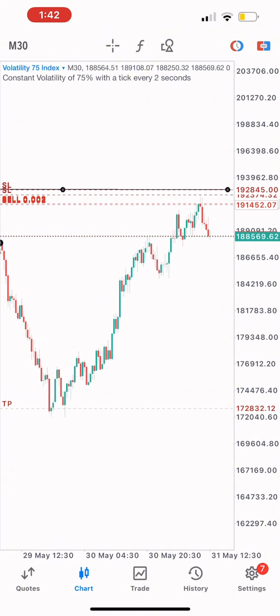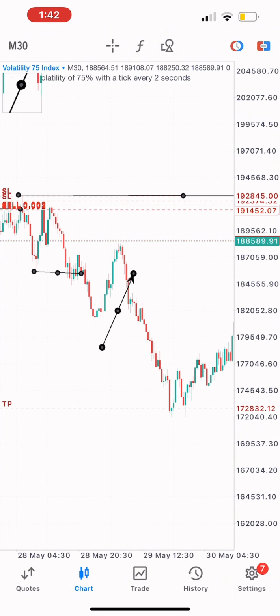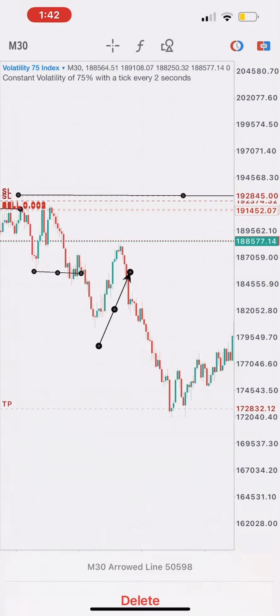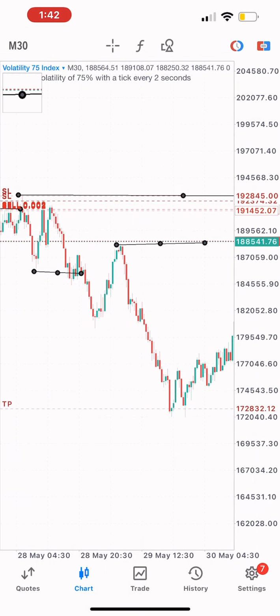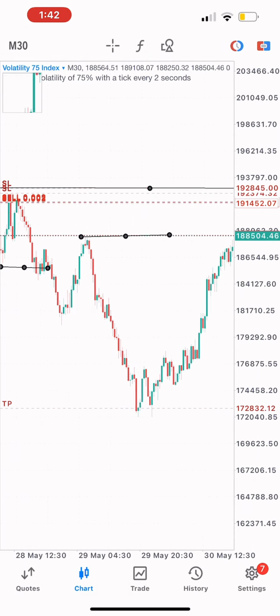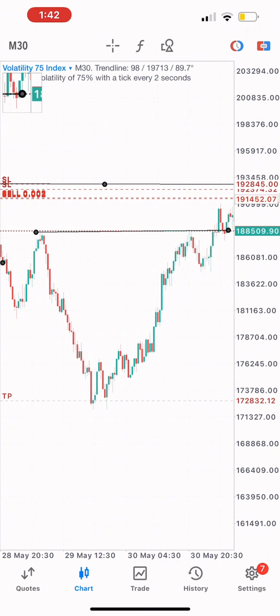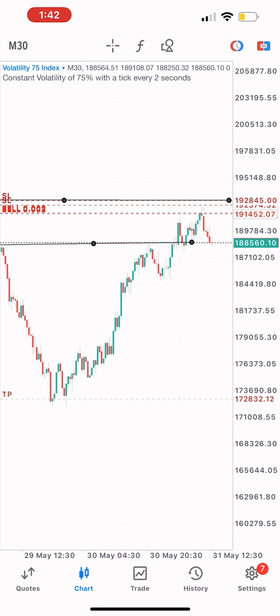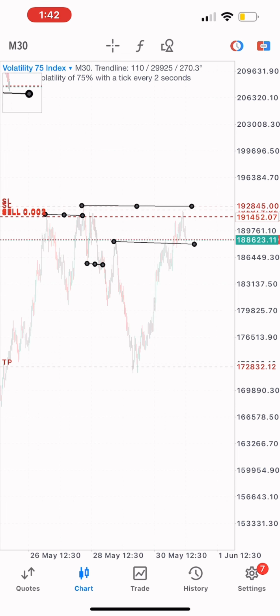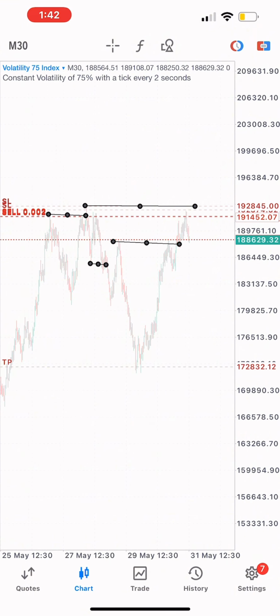Then there must be a pullback to provide liquidity that will be swept later. That's our structural liquidity. After the first break of structure, there must be a pullback, and it must be swept, guys. So you see the market swept that structural liquidity and then went to our supply zone, the 5 minutes, 15 minutes supply zone. From there you should be looking to take your sell entries.